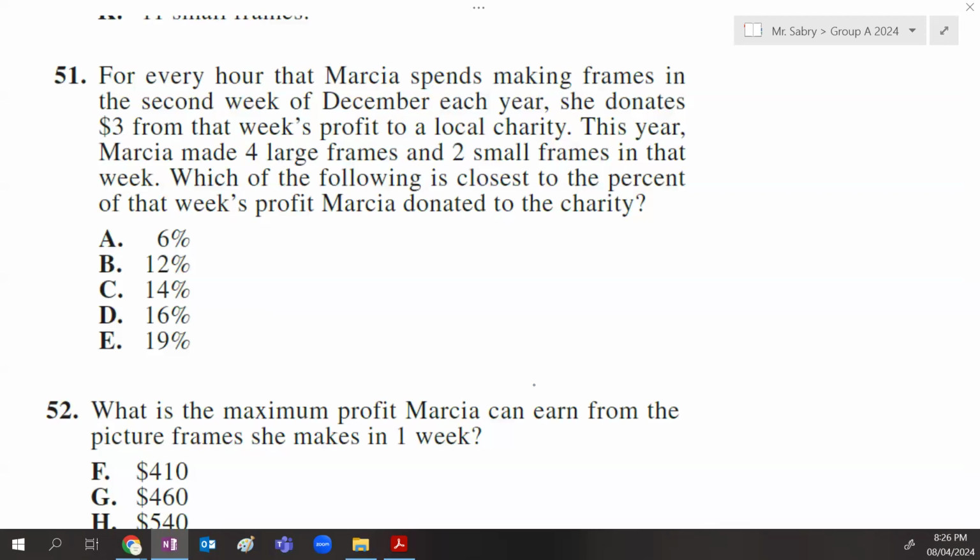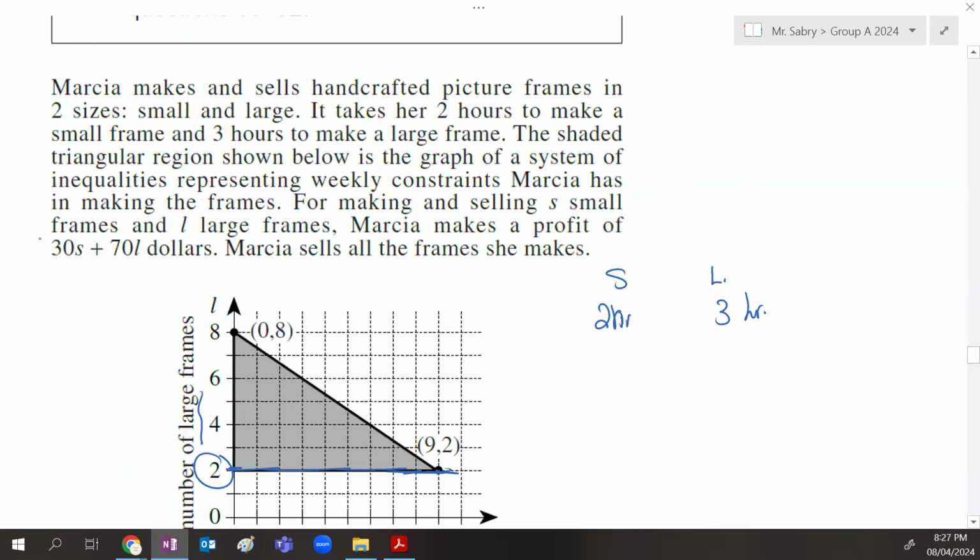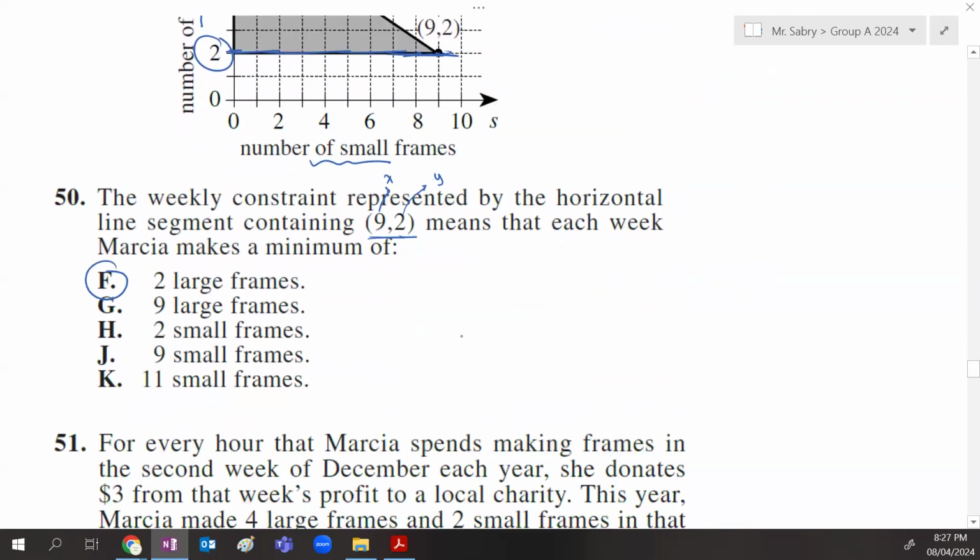Question 51 says: for every hour that Marcia spends making frames in the second week of December each year, she donates $3 from the week's profit to a local charity. This year, Marcia made 4 large frames and 2 small frames. They already told you up there that only one thing relates to the profit, which is this thing, 30S plus 70L. This is the profit that she makes.